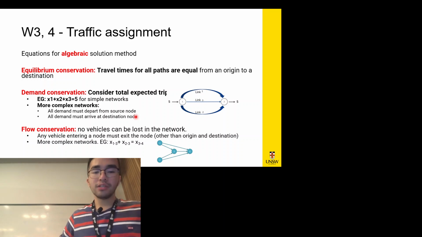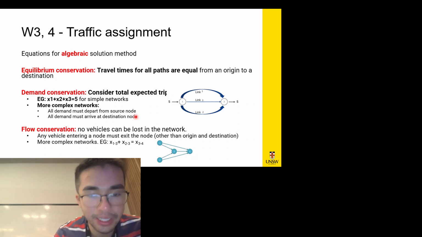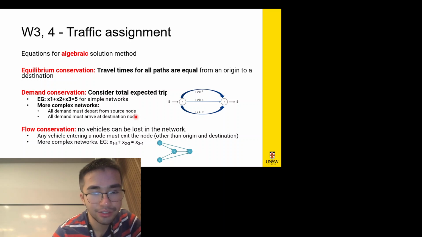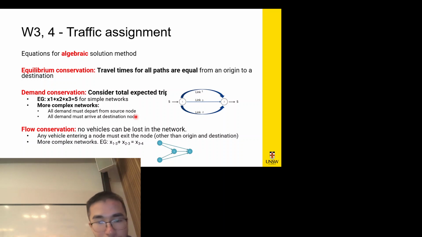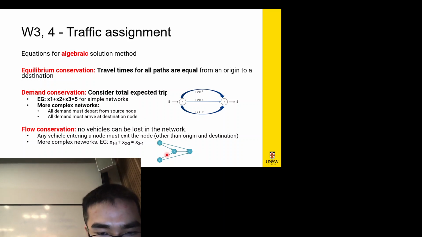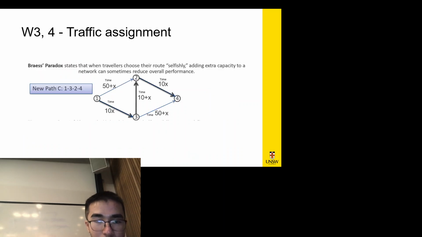Number 3, flow conservation. So no vehicles can be lost within the network. So any vehicle entering a node must exit the node. Okay. So in this case, x13 plus x23 equals x34. Okay, so any vehicle entering a node must exit the node. So that's just a clear example here.